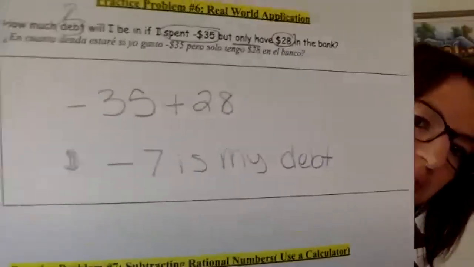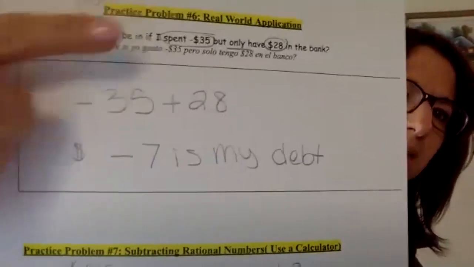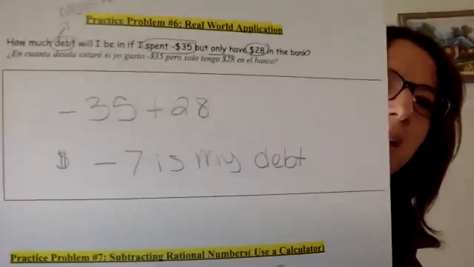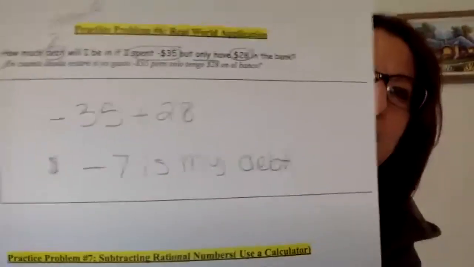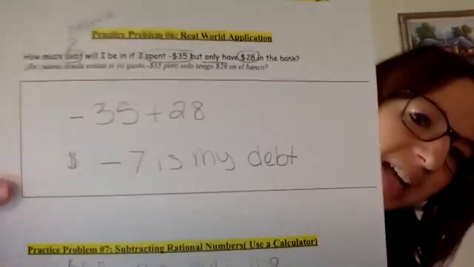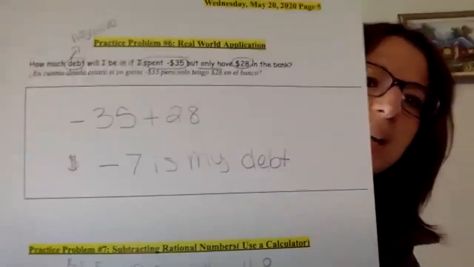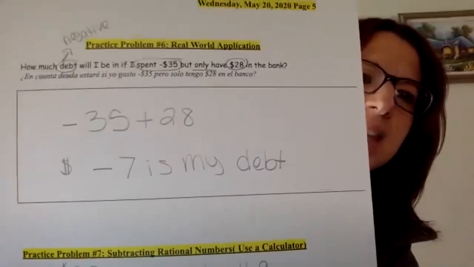All right, so for the first part, negative $7 is your debt. Different signs. It says you have a debt of 35, which means you owe that, but you have 28. 28 is positive because you already got that in the account. Keep the sign of the higher number, which was 35, which is negative, and then you subtract. That's how I got 7. $7 is my debt, negative 7.